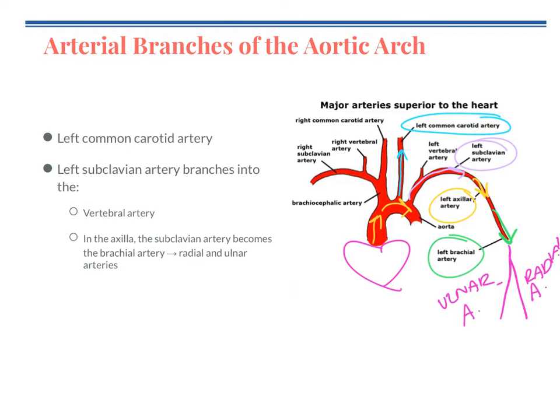Okay, and again, the same thing is happening on the right side. At this point, it all branches and follows the exact same structure down, only everything would be called right: right subclavian, right axillary, right brachial, ulnar, and radial.